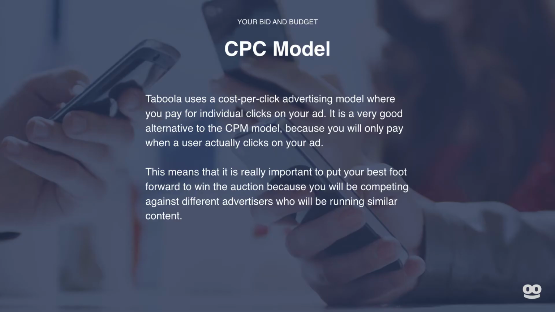CPC model. Taboola uses a cost per click advertising model, where you pay for individual clicks on your ad. It's a very good alternative to the CPM model because you will only pay when a user actually clicks on your ad. This means it's really important to put your best foot forward in order to win the auction, because you will be competing with several other advertisers who will be running similar content to yourself.